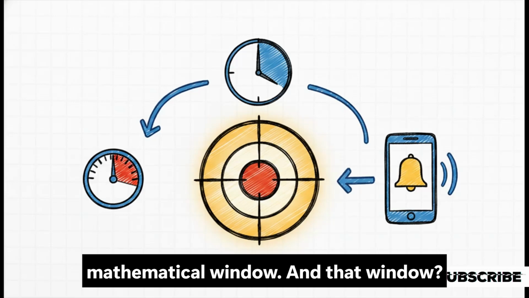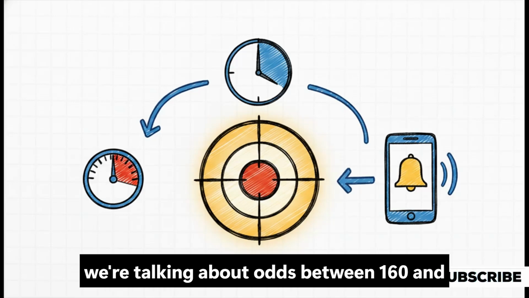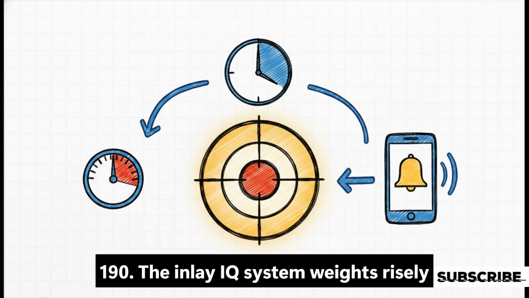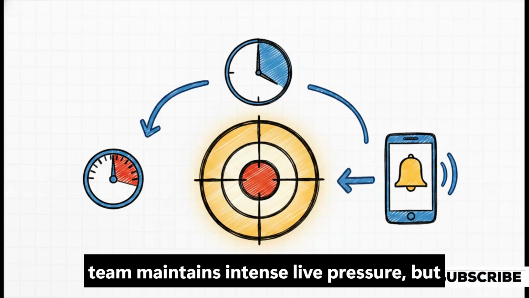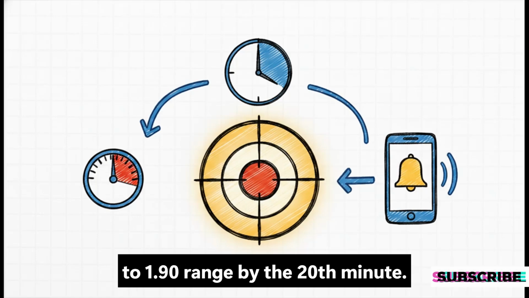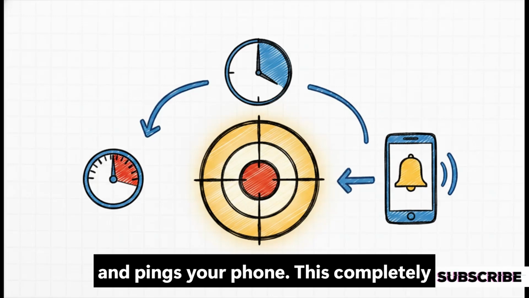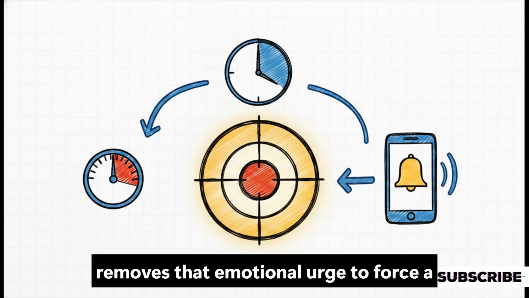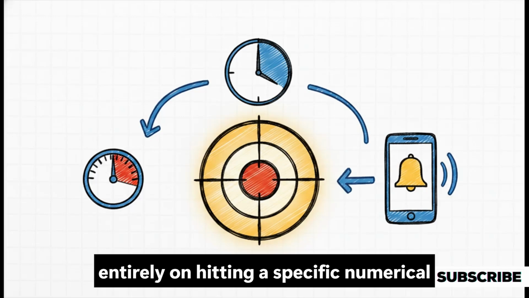And that window? That is the sweet spot. Specifically, we're talking about odds between 1.60 and 1.90. The InPlay IQ system waits precisely for this mathematical threshold. When a team maintains intense live pressure, but the odds finally drift into this 1.60 to 1.90 range by the 20th minute, the system automates a real-time alert and pings your phone. This completely removes that emotional urge to force a bet early. Instead, you're relying entirely on hitting a specific numerical threshold.